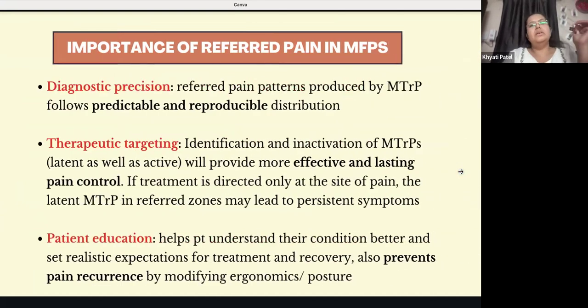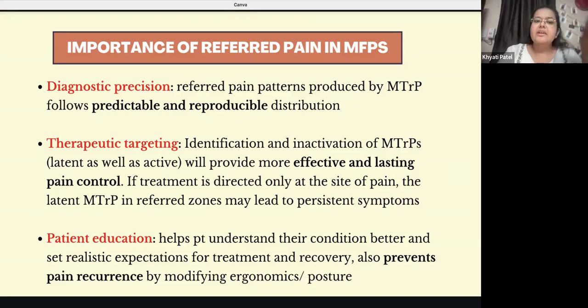Now coming to the importance, why recognizing referred pain pattern is important while treating muscle pain. So first of all, it gives diagnostic precision because the referred pain which is produced by these muscles follows a very predictable and reproducible distribution. Also, targeted therapy becomes easier because you will specifically identify the TRPs in the muscles and you will inactivate them by dry needling. So you will be producing more effective and longer lasting pain control.